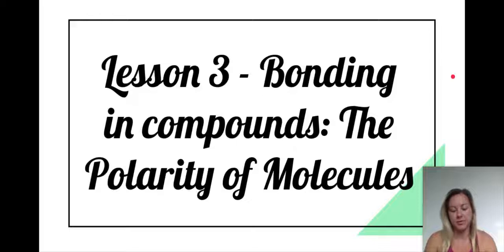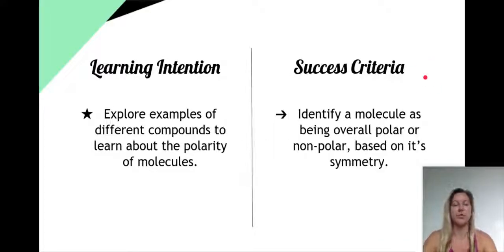We are moving on to bonding in compounds today and having a look at the polarity of molecules. So we've already had a wee look at the polarity of bonds. Today we're going to have a look at how that affects the polarity of molecules. Just the same as last time, we're going to explore some examples of different compounds to learn about the polarity of molecules. So what does this mean?